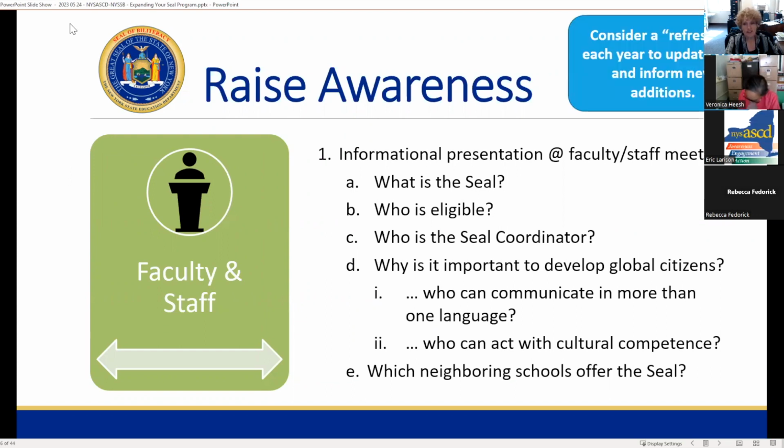You might also want to consider that this could be a refresher that you offer each year just for 5 or 10 minutes at the beginning of the year faculty meeting, not only to update staff, celebrate how many students got the Seal in the prior year, but also to inform new additions to your faculty and staff.